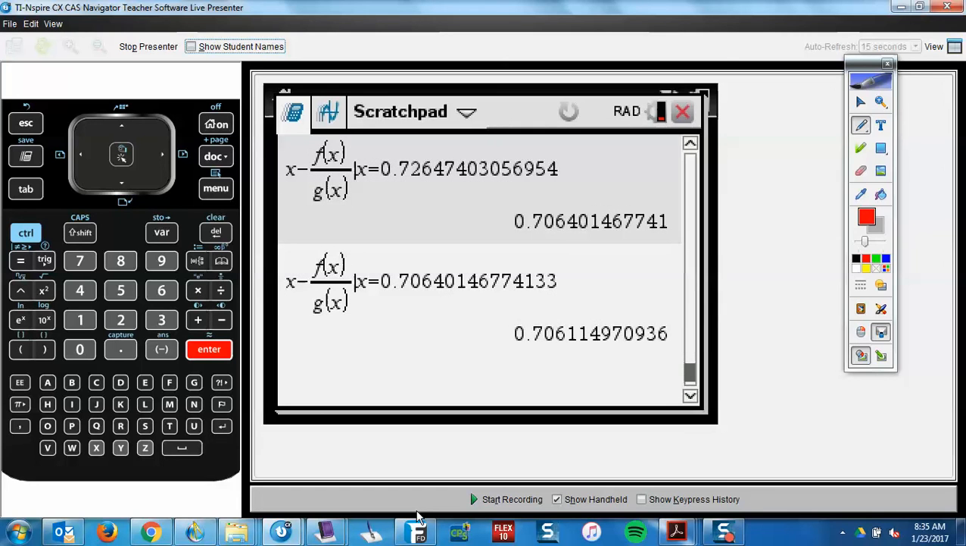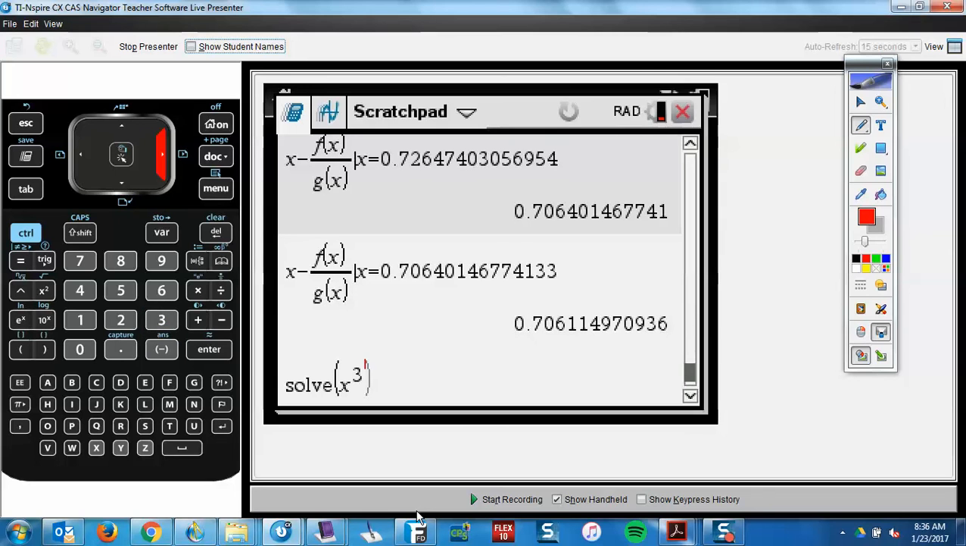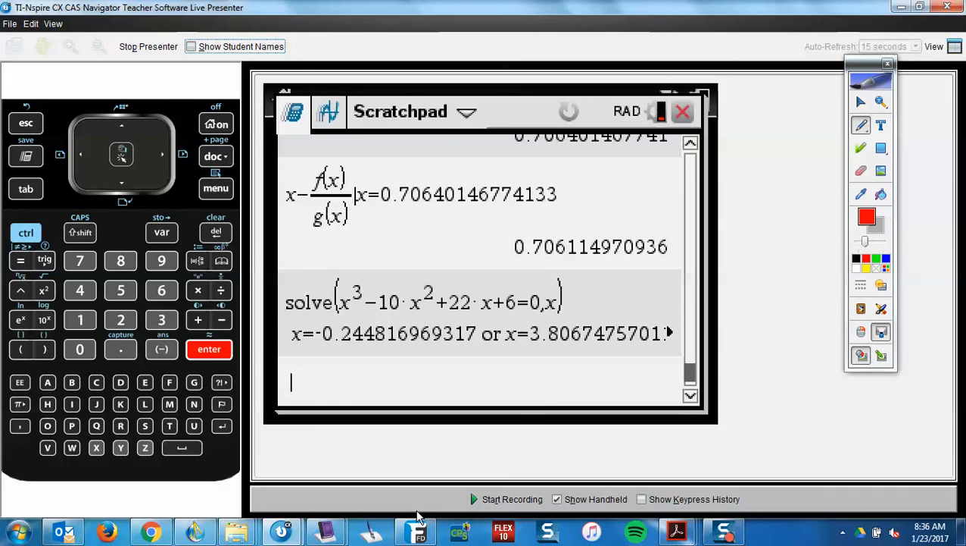Okay, now let's go to 15. You're supposed to find each of the 3 roots of f to 5 decimal places. If you remember, my directions were to just do a solve. So go ahead and do a solve on that one right now so we can all see it. It's x cubed minus 10x squared plus 22x plus 6 equals 0. Okay, and there they are.